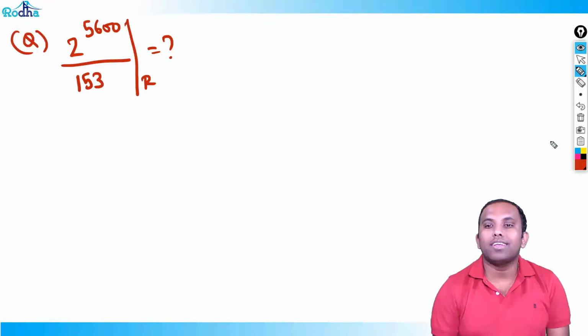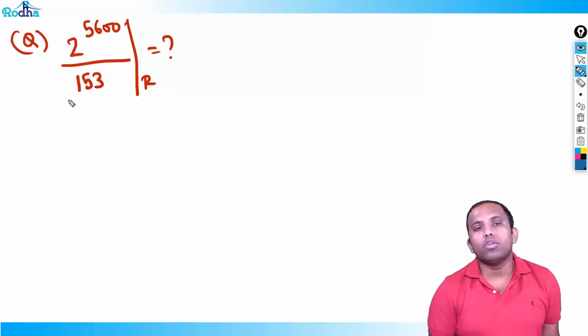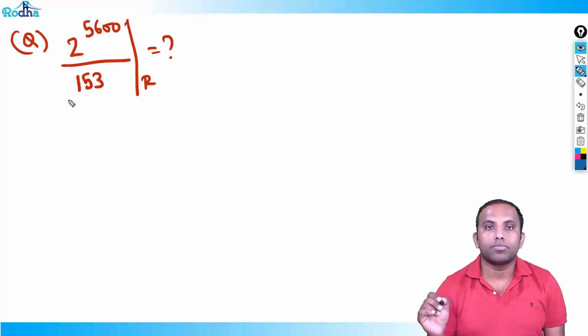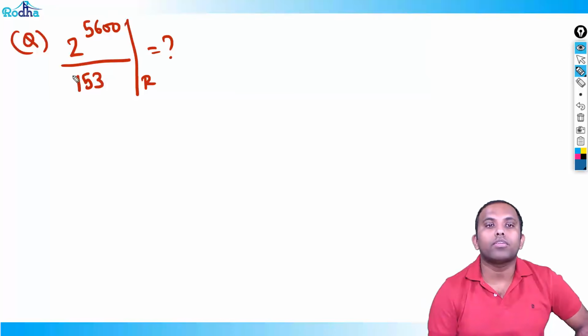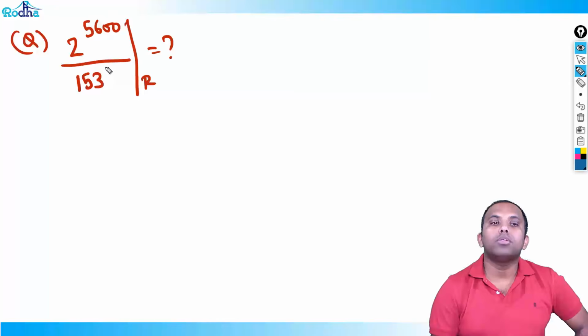As soon as I see that the denominator is bigger, a larger number, you can blindly apply the Chinese Remainder Theorem. Otherwise you can find the Euler of 153, divide it, and see if it is near or not. But if the denominator is a relatively bigger number, you can directly apply the Chinese Remainder Theorem.